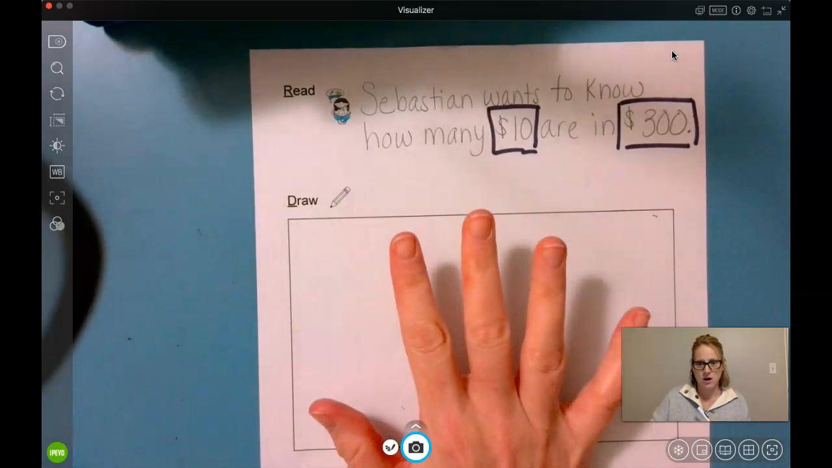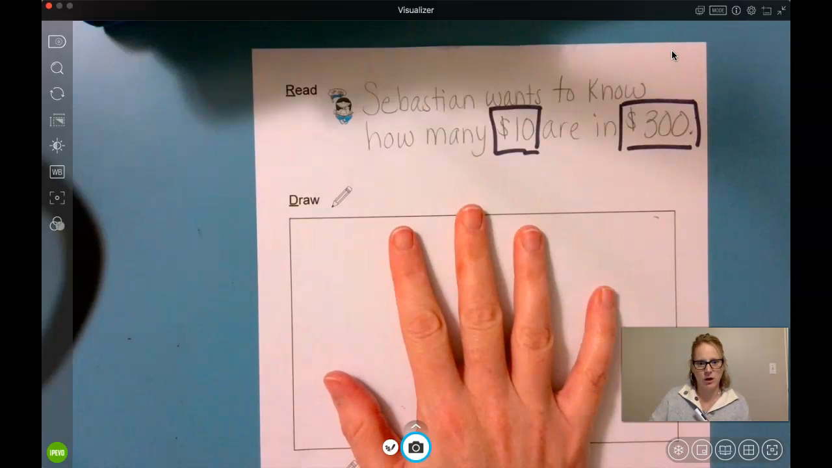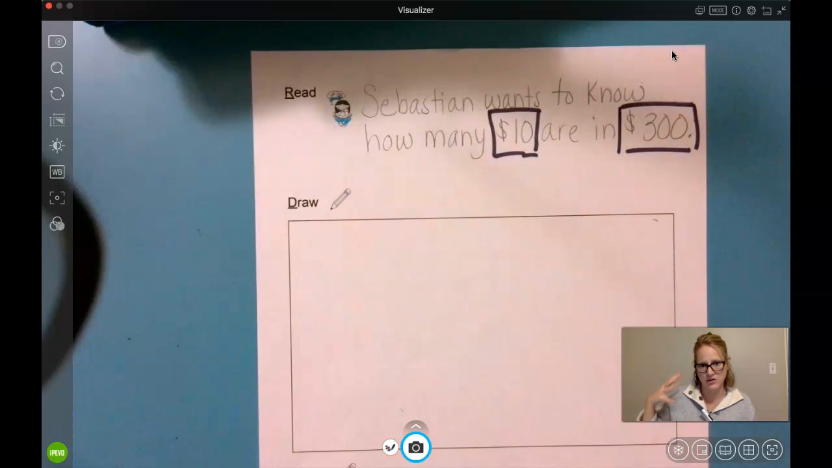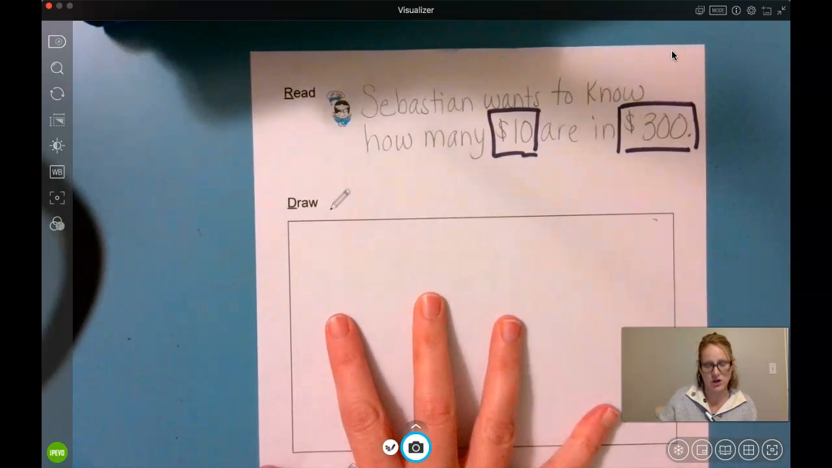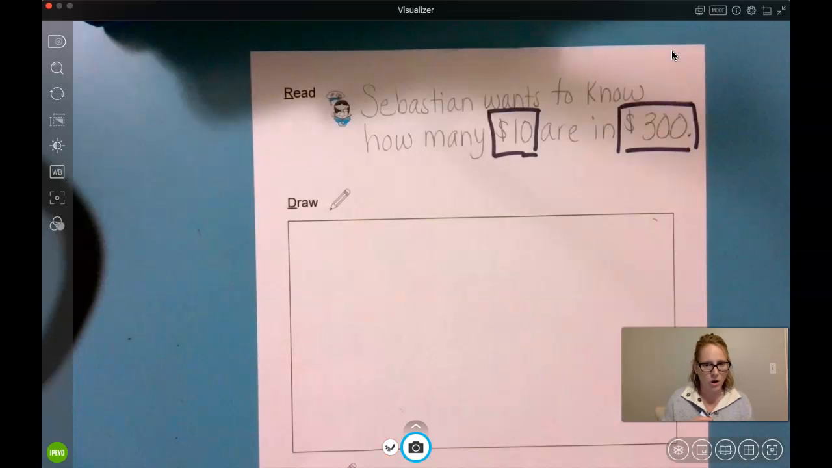4 minutes starts now, and I'd put up a timer here, and this should be pretty quiet work time so that kids can really concentrate on showing the strategy. You don't want kids to show you their work until everyone has had a chance to finish.